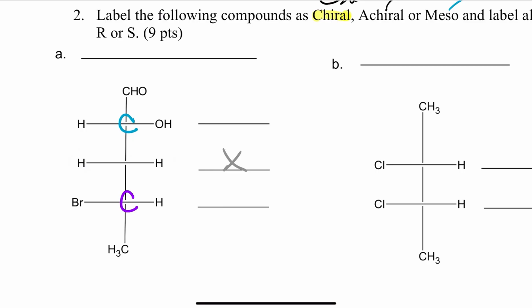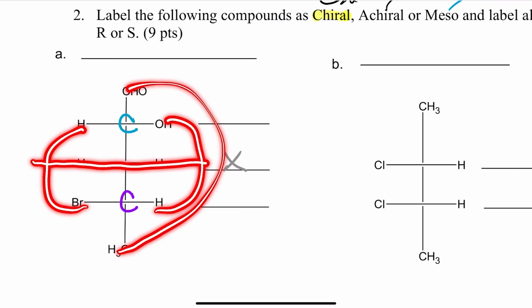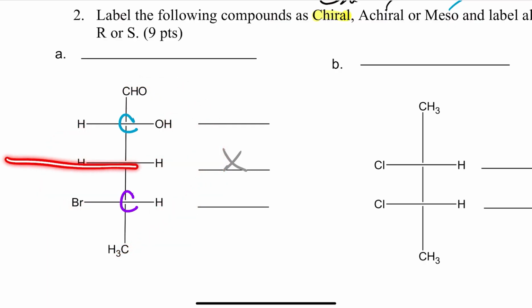All right, does it have a plane of symmetry? So can I cut it here, and this would fold on and look exactly the same? No, because if I cut it here, a bromine's going to fold on a hydrogen. That's not the same thing. And there too, and there also.